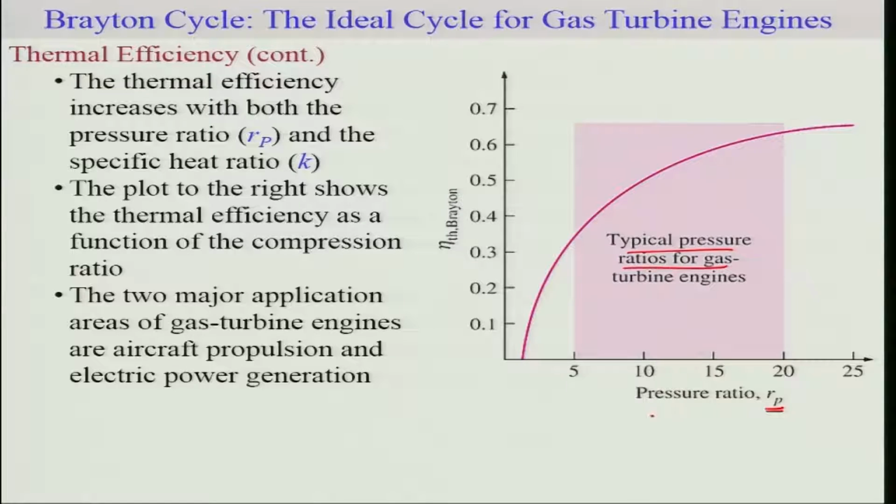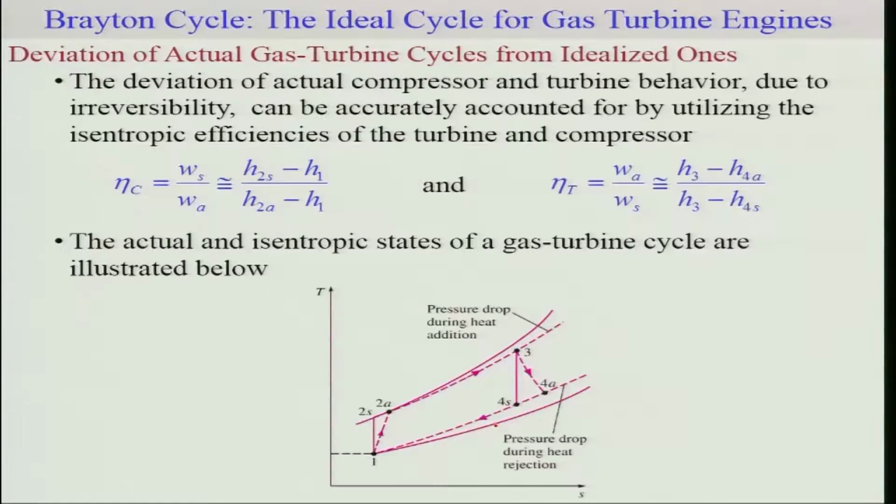The two major applications for gas turbines are aircraft propulsion and electric power generation. Now, as we know, irreversibility is present due to fluid friction or heat losses, and thus the actual gas turbine cycle will deviate from the idealized one. The deviation can be characterized in this form on this TS diagram.